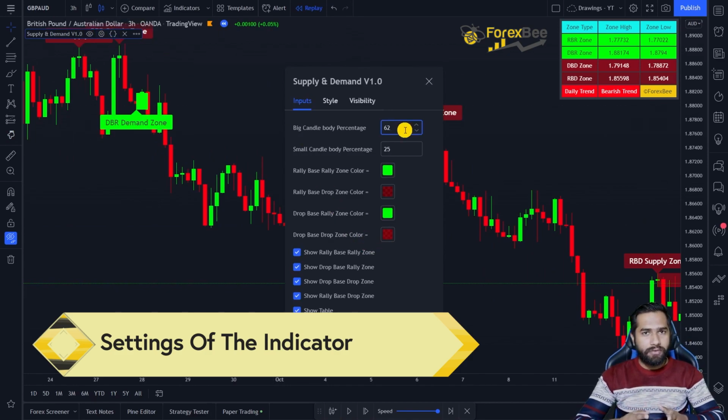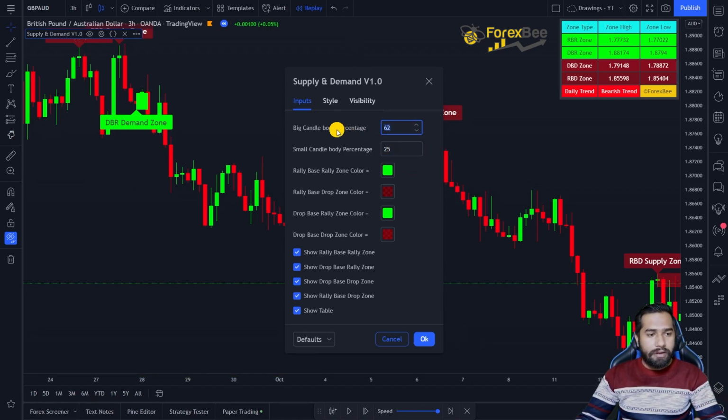In the settings, you get very good features, which are: you can change the candle body size percentage. What it does is it allows you to draw unlimited supply zones and unlimited demand zones, because you can try any combination you want. You can put in any combination of big and small bodied candle percentages, and the indicator will give you the results in real time. It will draw the supply and demand zones by the specified percentages that you put inside your indicator settings.